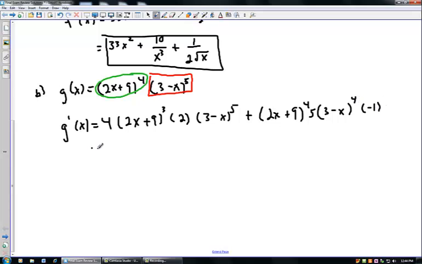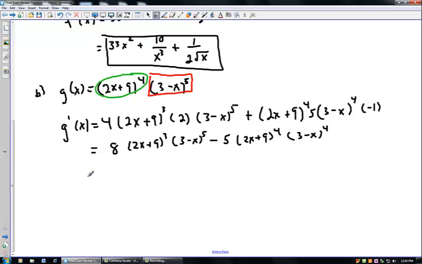So let's clean this up. The derivative is done. The rest is just some algebra. So I have 8 here. I have a 2x plus 9 cubed, and a 3 minus x to the 5th. And then minus, because I have negative 1, so minus 5, 2x plus 9 to the 4th, all times 3 minus x to the 4th.